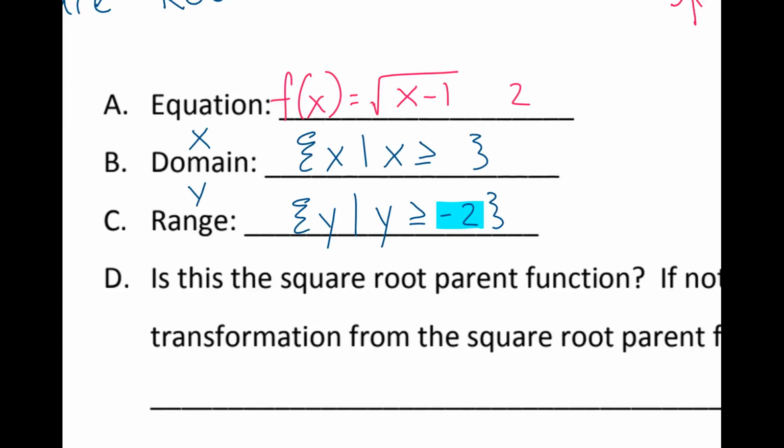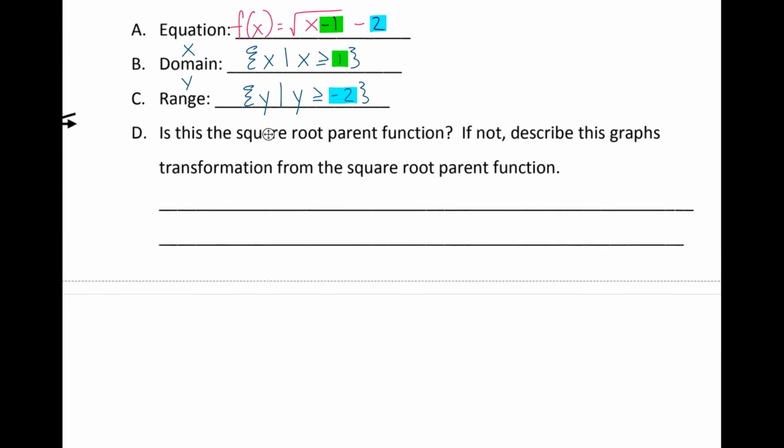Here we go. Any questions on that? So the domain comes from the h value, and the range comes from the k value. Color coordination.